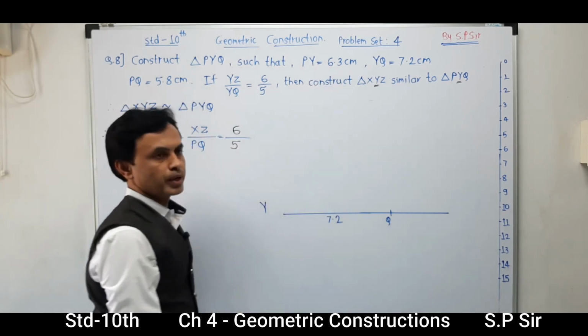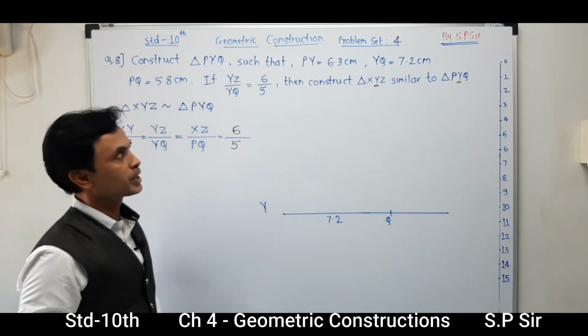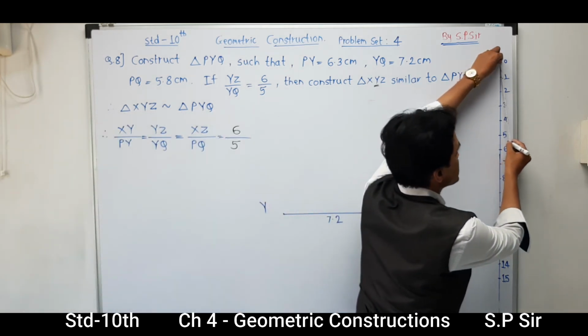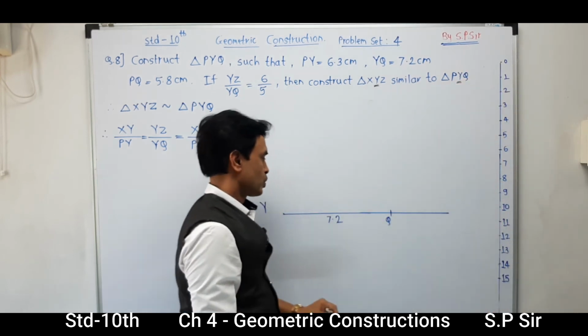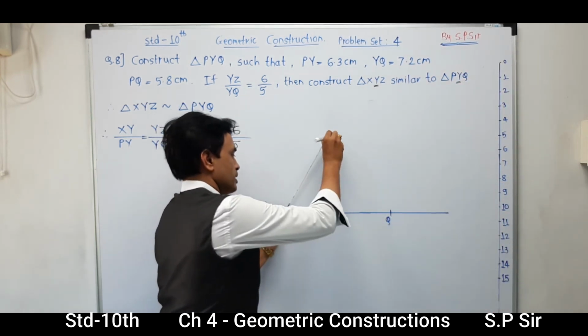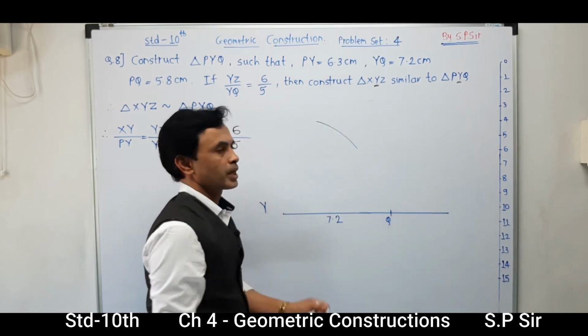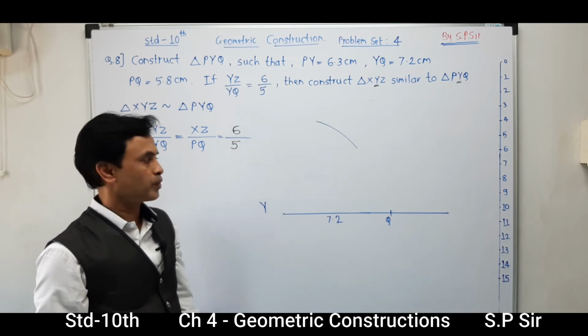PY is 6.3. So again in the rounder, with the reference of point Y, I am going to take a distance of 6.3 centimeter. As per the measurement scale, here the distance is 6.3. So taking from point Y, I am going to draw the first arc over here. Till this point you don't know the exact position of P.